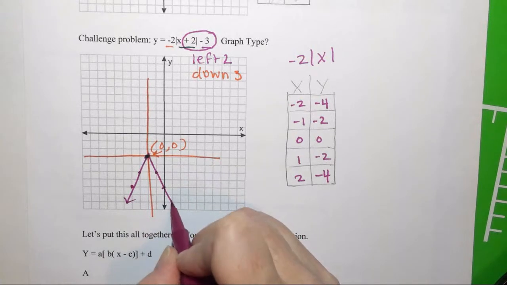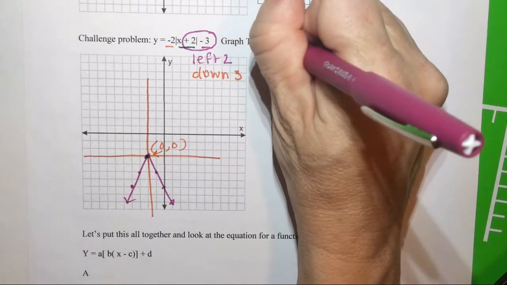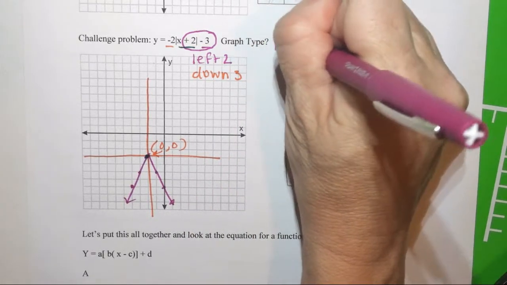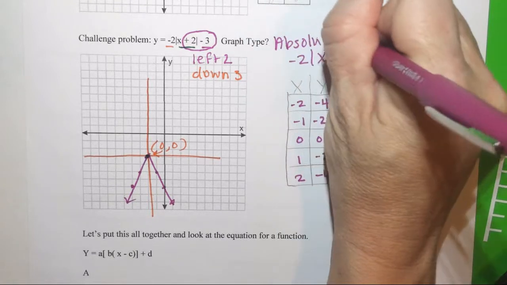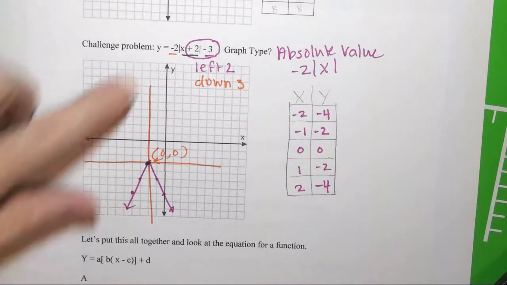And now there is our stretched absolute value that has been moved left 2 and down 3. So what type of graph is it? It's absolute value. And you should have known that right off the bat because you had absolute value bars in your equation.